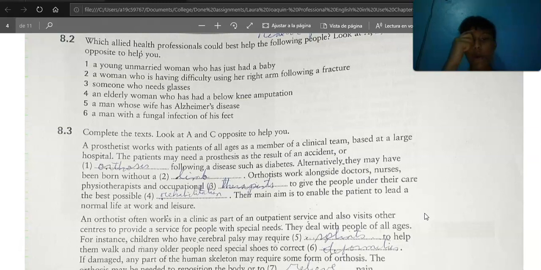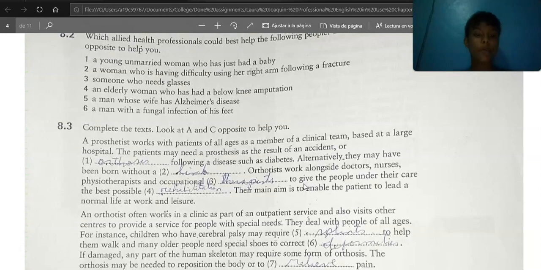Then we have a man whose wife has Alzheimer's disease. There's going to be a social worker as well. A man with a fungal infection of his feet. That will be a chiropodist or a podiatrist. Complete the text. Look at A and C opposite to help you.